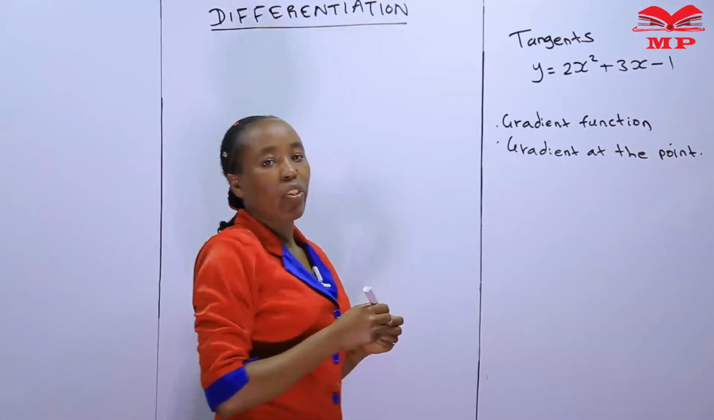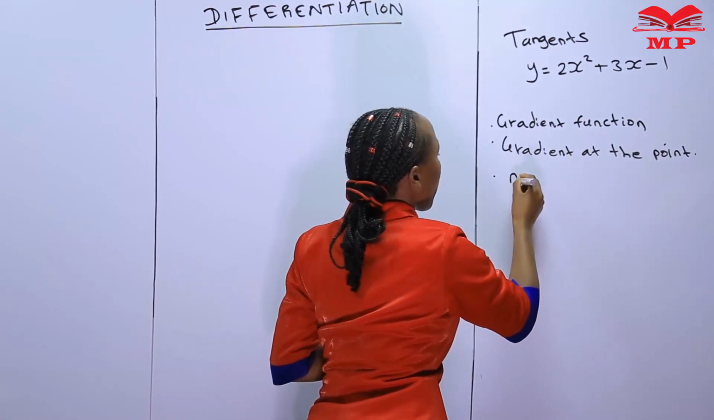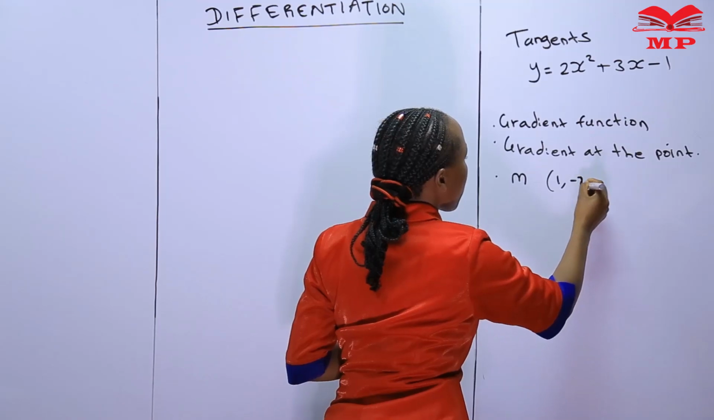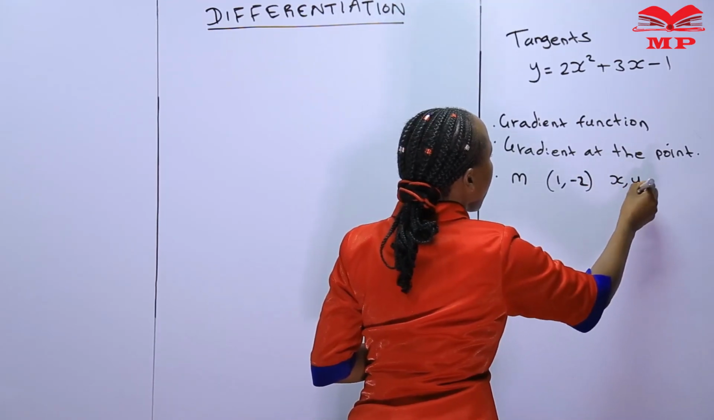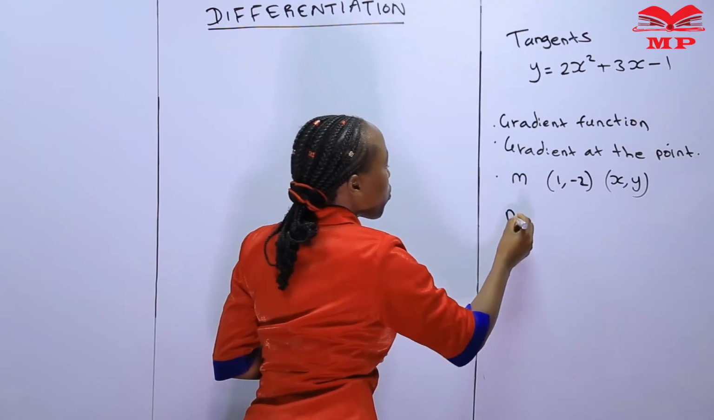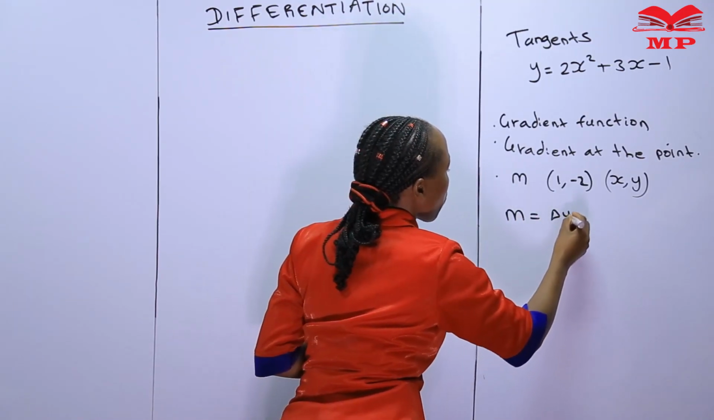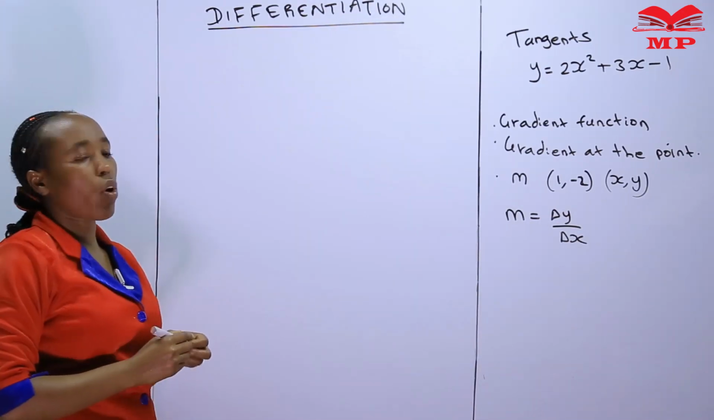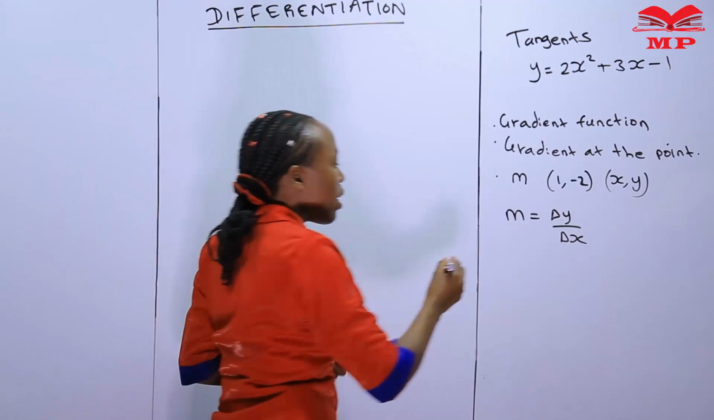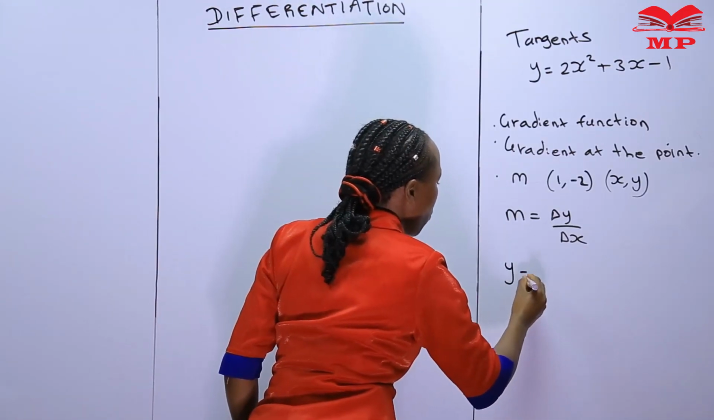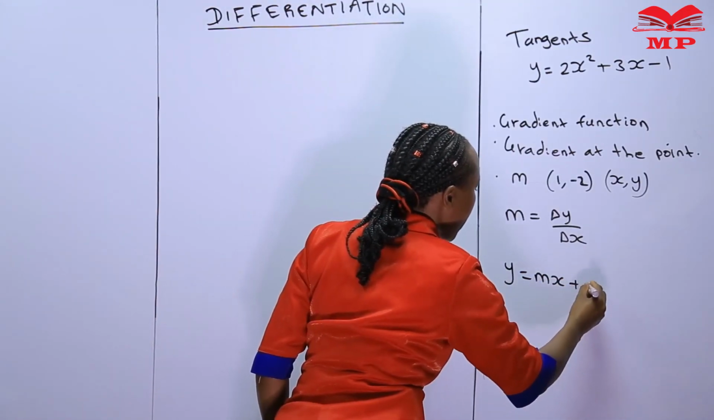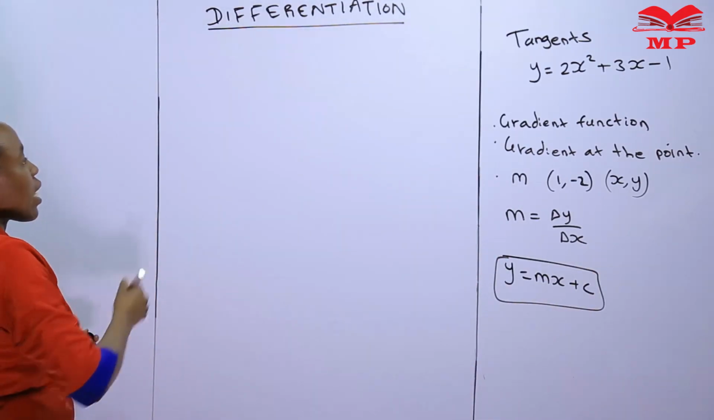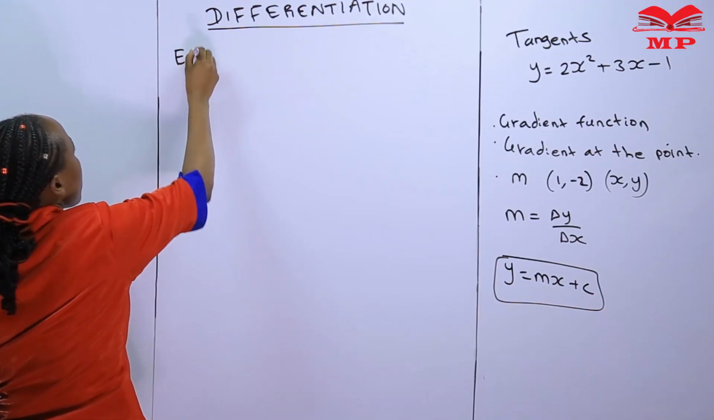Once you find the gradient, you take your gradient, then you have the point, in our case (1, -2), and then an imaginary point (x, y). Then from the formula m is equal to change in y all over change in x, you'll be able to find the equation of that line. And we have seen that the equation of the tangent is in the form y is equal to mx plus c, which is the equation of a straight line.